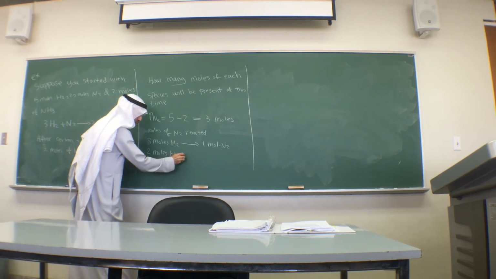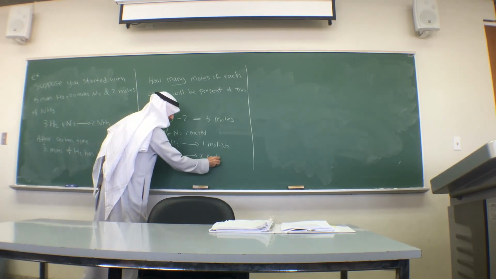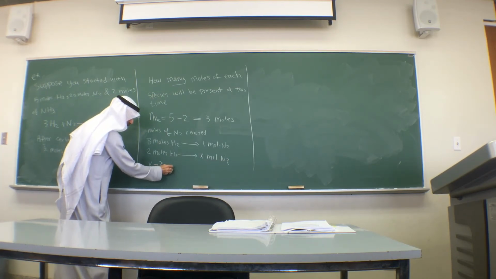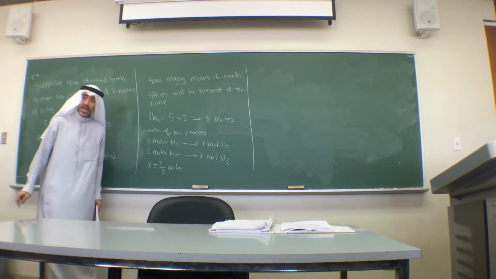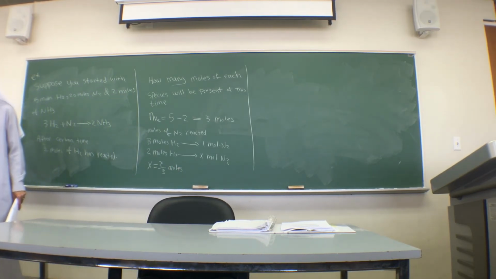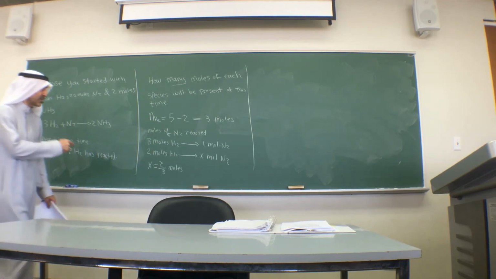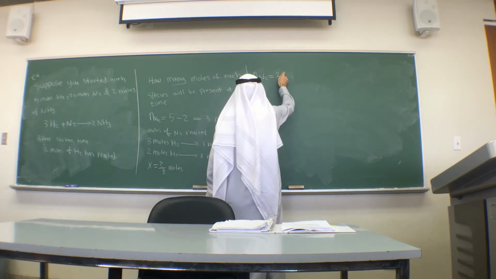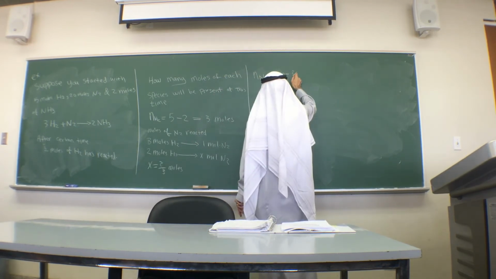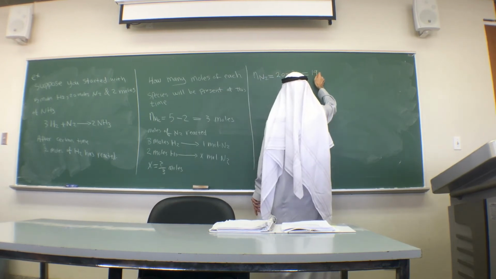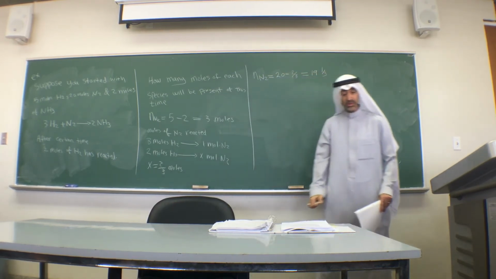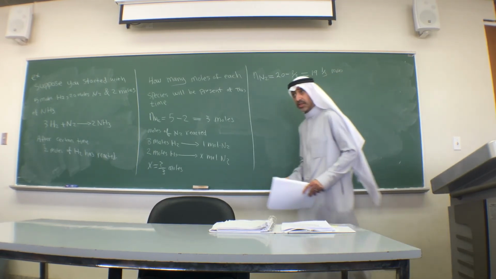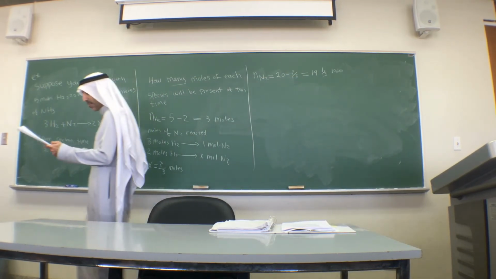moles of H2. It needs X moles of N2. Then X will equal 2 over 3 moles. What is this 2 over 3? It is the number of moles of N2 that has been reacted. So N2 will equal 20 minus 2/3, right? So what will it be? About 19 moles. This is what comes out.